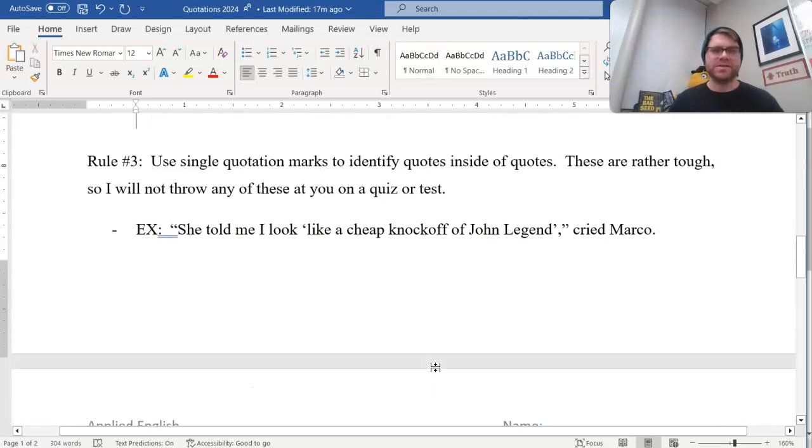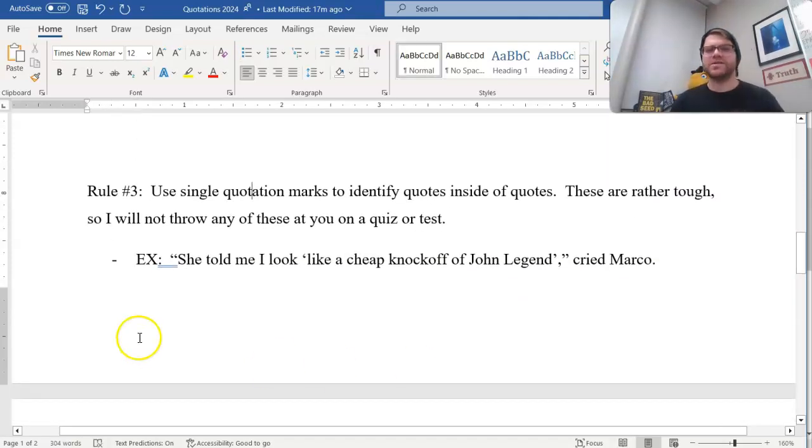Rule number 3 is a bonus. Single quotation marks. So sometimes you will be reading and you'll notice that there are things inside of single quotation marks instead of double quotation marks. The question is, what's the deal with that, right? These ones are rather tough. This is what we would do if we have a quotation inside of a quotation. It is possible to do that in writing. Again, these are kind of tricky, so I won't necessarily throw any of these at you on a quiz or a test, but I want you to know how to spot these as well.